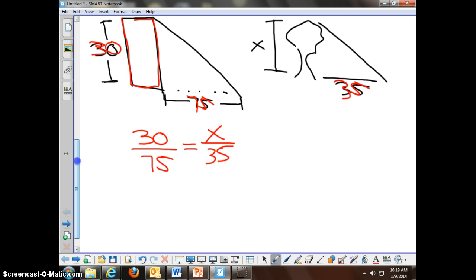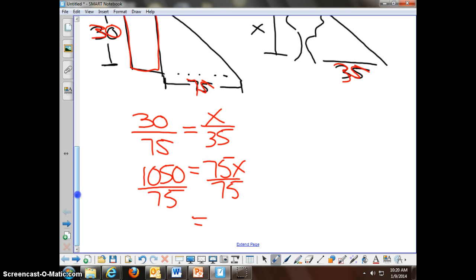So Jeffrey, how did you solve this then? I did cross multiplication. Tell me what you got. 30 times 35 is 1,050. And that equals 75x. I divided by 75, and x equals 14. X equals 14 feet.